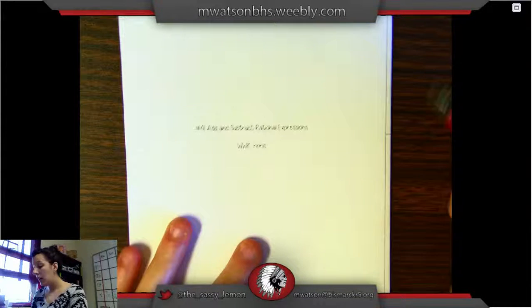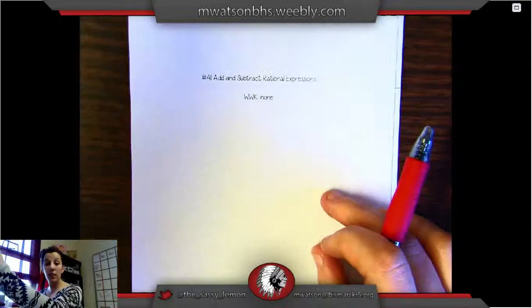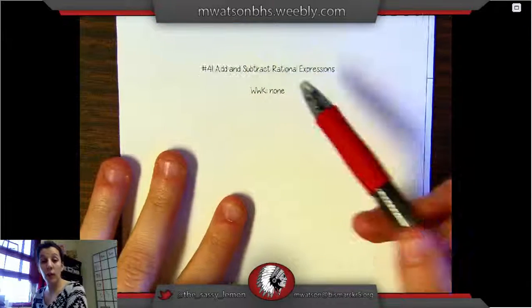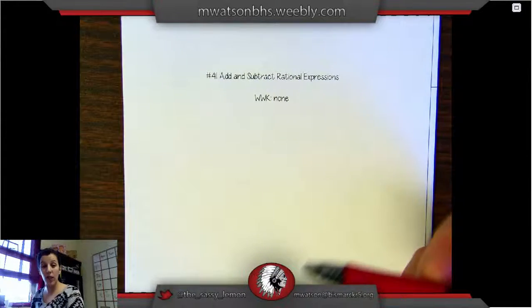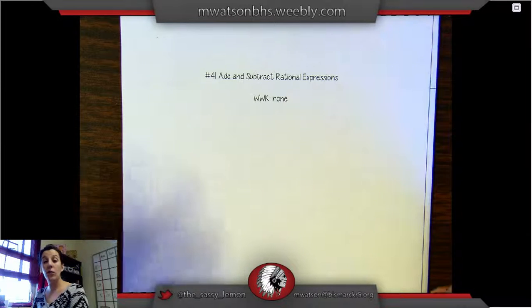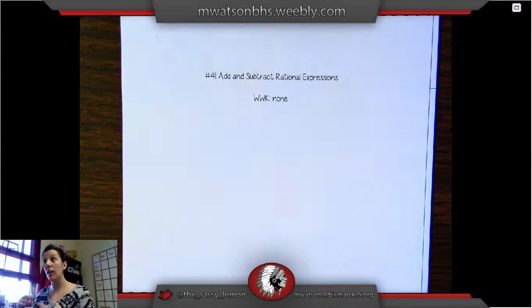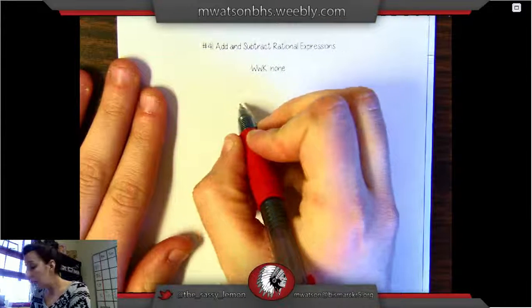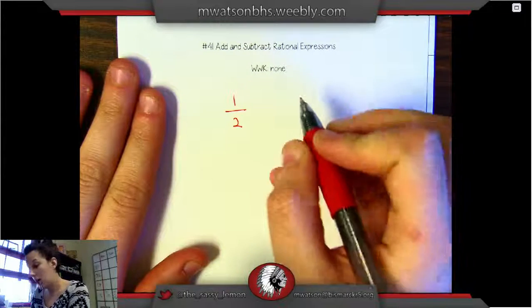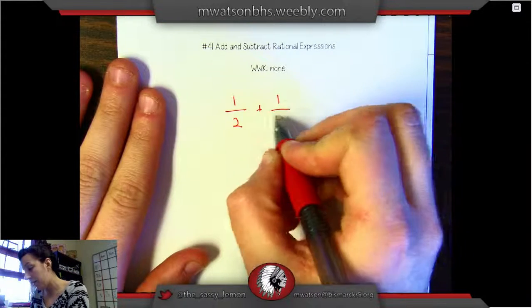So in today's lesson, this is our last lesson of the unit. We are going to learn to add and subtract rational expressions. Before we actually start working with the variable portion of this, we do need to discuss how to add and subtract fractions. So for example, say you have 1/2 plus 1/2.